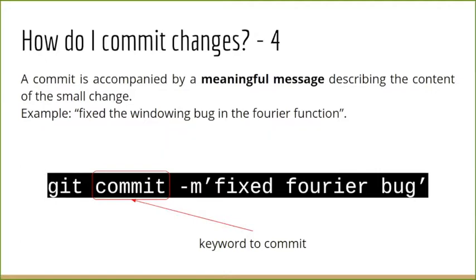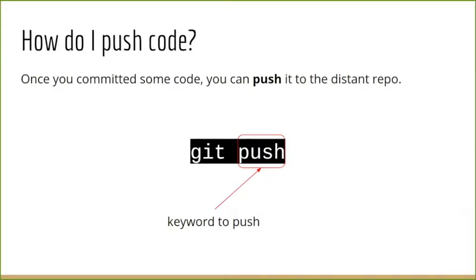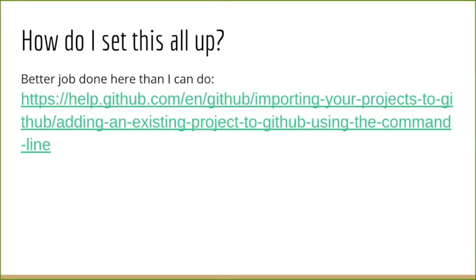So after you committed your code, you can push it to a distant repository using the git push command. Push is obviously the keyword to push. And to set the whole distant repository thing up, I think that GitHub can do a better job than me explaining that. So I'll refer you to this link here, and we will not go further into details on that. What I want to spend time on, however, is to explain a little bit how to fix minor mistakes.